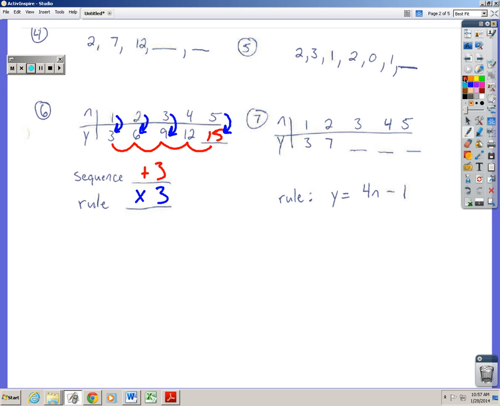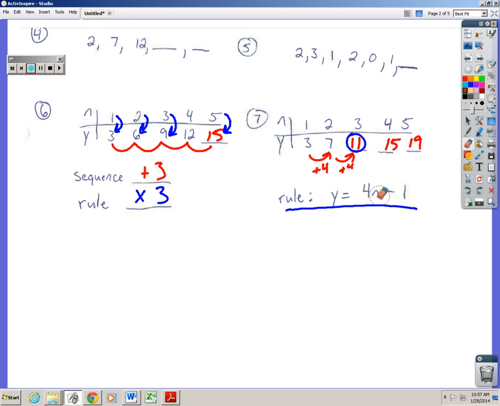Continuing number 7 pattern, we're going 3, 7, 11, 15, 19, and we're adding 4 each time. So we could have done that to solve it, or if we used our rule that's right down here, our rule is 4 times n minus 1. 3 times 4 is 12, minus 1 gives me that 11.